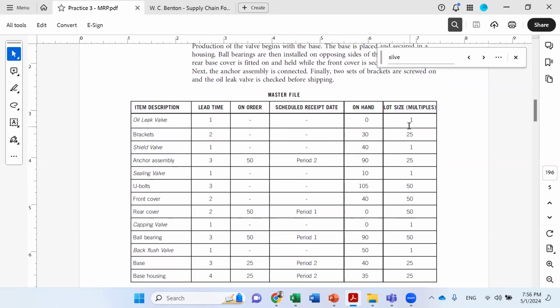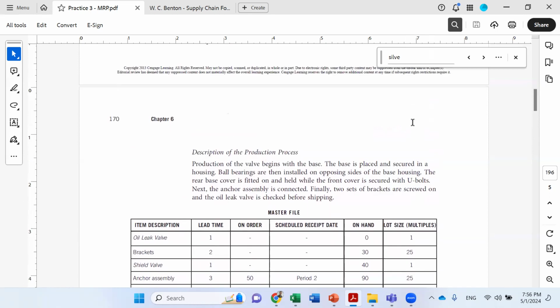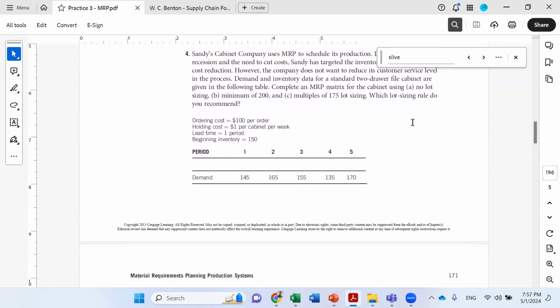Whenever it says lot size of 1, multiples of 1, that would be lot for lot, right? So you can order whatever you want. But whenever it says, for example, 25, it has to be multiples of 25. So it'll be 0, 25, 50, 75, etc. Okay, I'm going to skip this one for now.